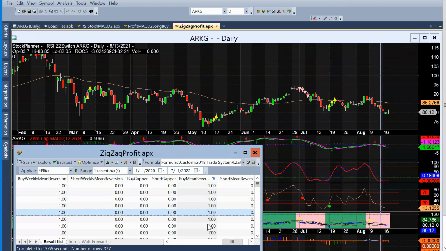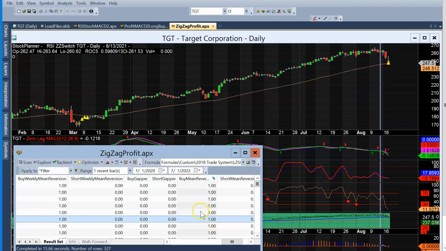Chevron, ARC, and by the way, be careful with these. They're taking some hits. There's a Target again. I'm going to look at Target. Target is going to be my pick. So that's what I'm going to go in with tomorrow, is Target.